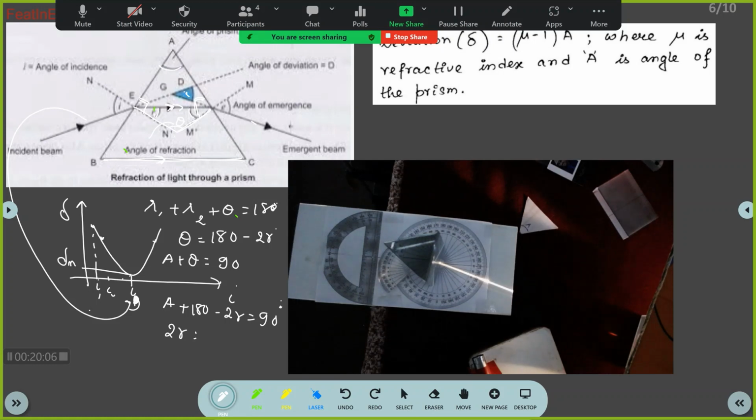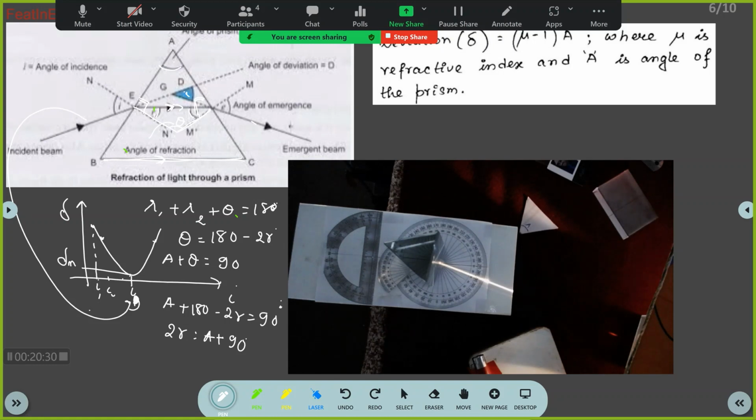Then there is already a minus, so I will transform the sign there. Then what will I get here? 2R is equal to... not just 90. 2R is equal to A plus 90. A plus 90, you are going to get.